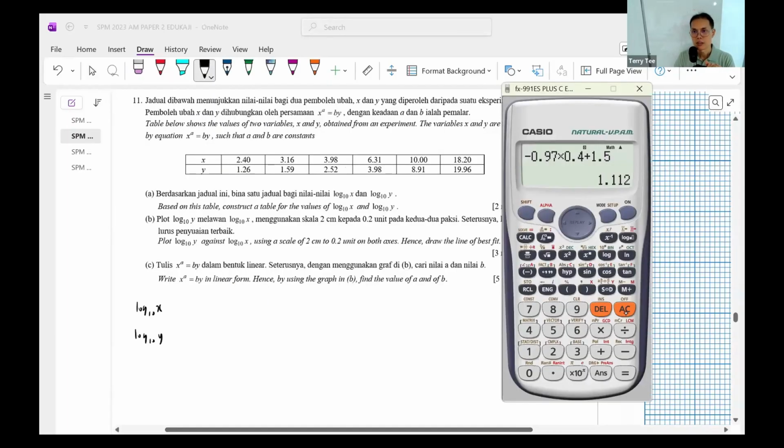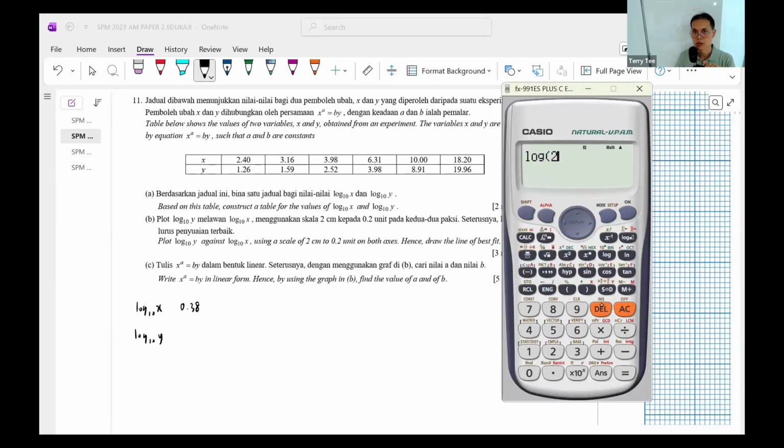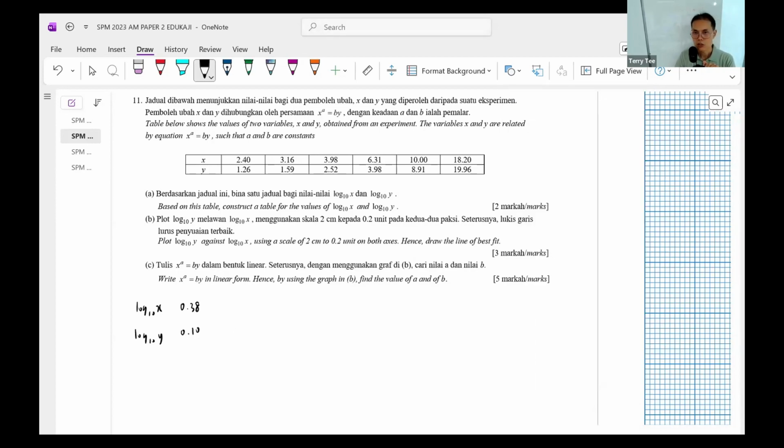So let's begin with log 2.4. This will be 0.38. Now, normally 2 decimal points is enough. I don't need to give more. 0.38. Okay, second one, log 1.26. I will get 0.10. Okay, log 3.16.